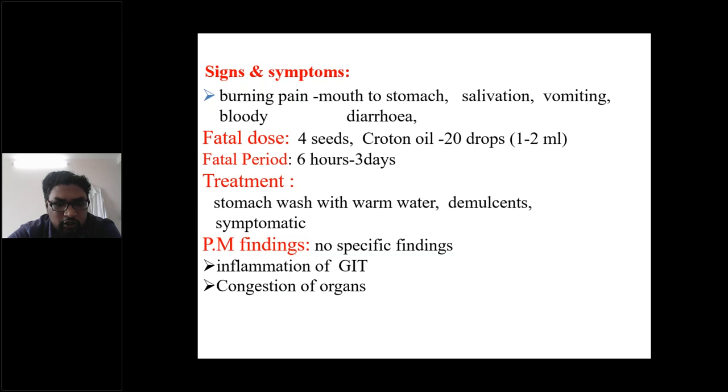If it is Croton oil, 20 drops or 1 to 2 ml is poisonous. Fatal period is 6 hours to 3 days. And the treatment is stomach wash with warm water, demulcents and symptomatic treatment. PM findings, there are no specific findings. Inflammation of the GI tract and congestion of organs can be seen as a routine thing. So here, the treatment part is almost the same: stomach wash with warm water, demulcents, and then symptomatic treatment. PM findings mostly congestion of organs.